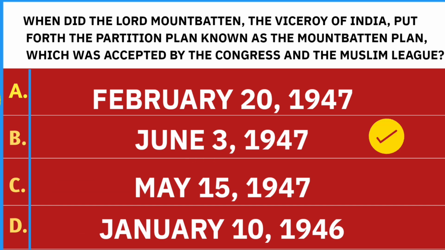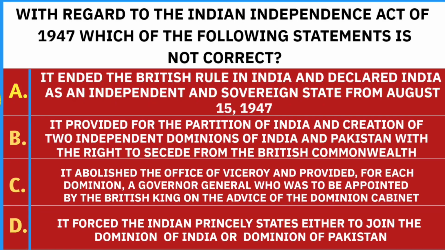June 3, 1947. With regard to the Indian Independence Act of 1947, which of the following statements is not correct? The right answer is D. It forced the Indian princely states either to join the Dominion of India or Dominion of Pakistan.